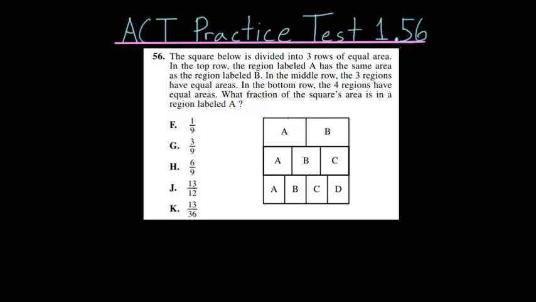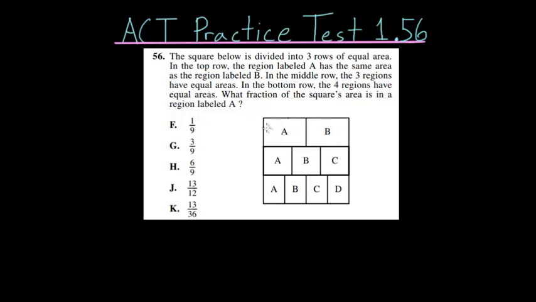For the 56th problem on this first ACT practice test, the square below is divided into 3 rows of equal area. In the top row, the region labeled A has the same area as the region labeled B. In the middle row, the 3 regions have equal areas. In the bottom row, the 4 regions have equal areas. What fraction of the square's area is in a region labeled A?